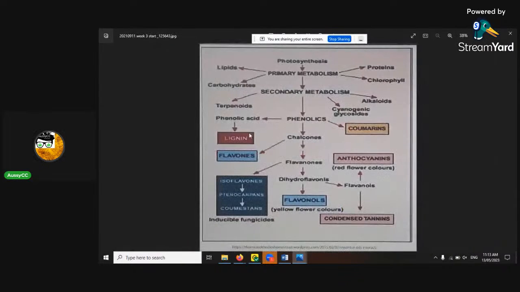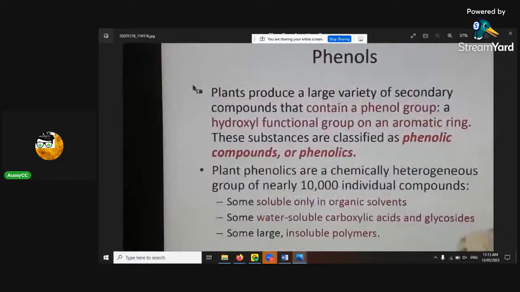So I'll just show back here again. The phenolics. See coming down, so that's the terpenes, and this is into the phenolics now. So phenols, plants produce a large variety of secondary compounds that are called the phenol group, a hydroxyl functional group of an aromatic ring. The substances are called phenolic compounds. There are more than 10,000 plant phenolic compounds. There's heaps.